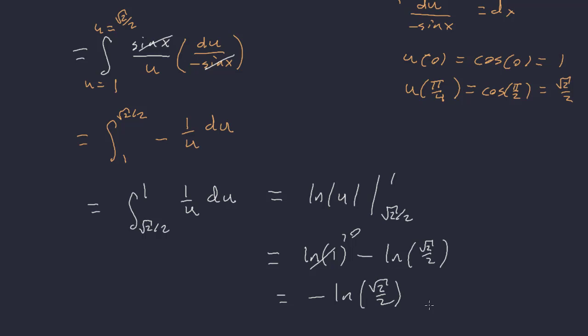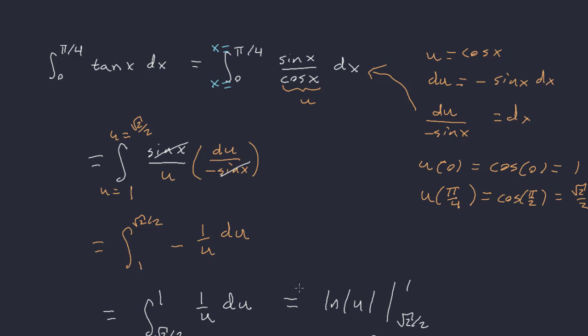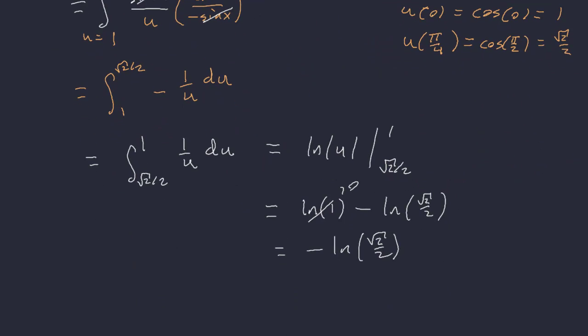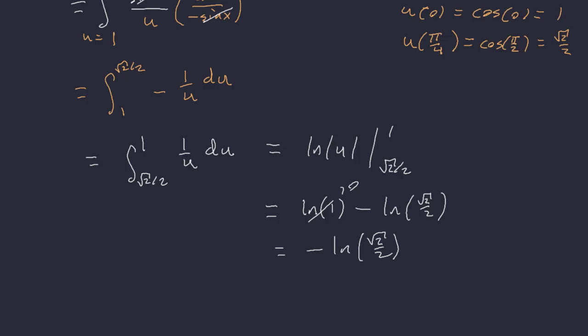over 2. Now, some of you may feel a little weird about this because, hang on, shouldn't this be positive, right? If you look at the area beneath tangent from 0 to pi over 4, it's above the x-axis, right? So here's the graph. It's above the x-axis. We should get a positive value, but keep in mind the weird way that natural log works. For values less than 1, ln itself is going to be negative. Okay, so one thing we can do, actually there's a lot of things we can do.